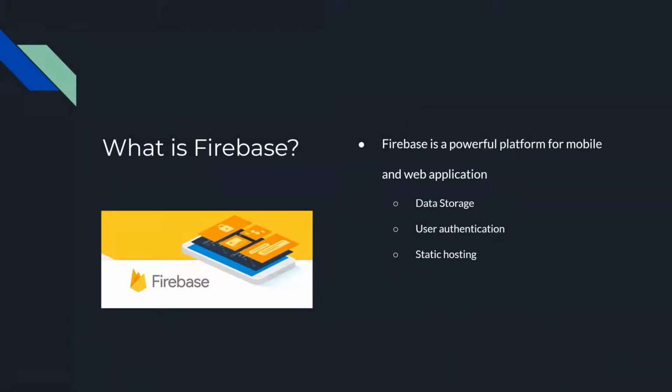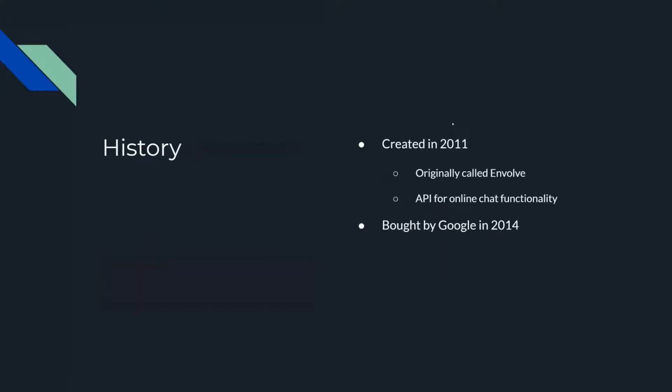Hello, my name is David Simmons, and I'm going to be talking about Google's Firebase. Firebase is a powerful platform for mobile and web applications. It includes functionalities for data storage, user authentication, and static hosting. Firebase was created in 2011 under the name Involve. It was primarily being used for its API for online chat. Google bought Involve in 2014.